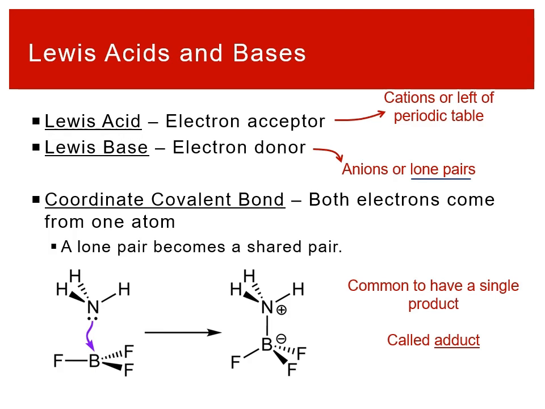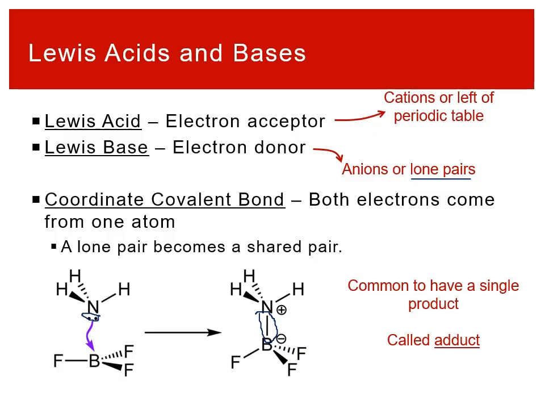Here's an example where the lone pair on this nitrogen donates in and becomes the bond between the nitrogen and the boron atom. A lot of times in this Lewis acid-base chemistry, you form a single product; you don't just break off a hydrogen atom. Oftentimes we call these molecules that form as a result of these coordinate covalent bonds adducts.